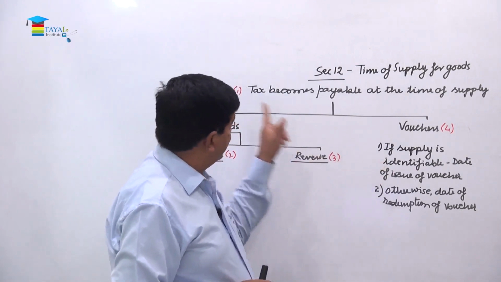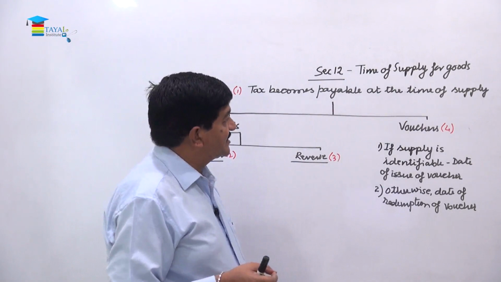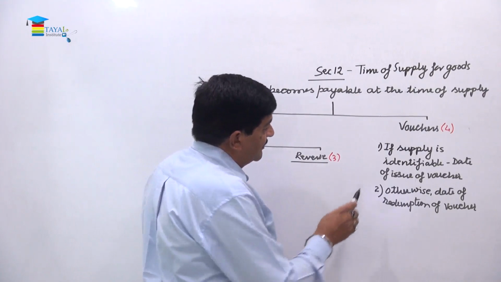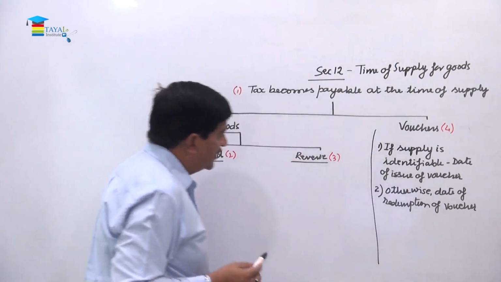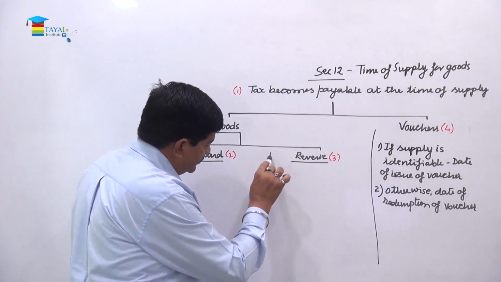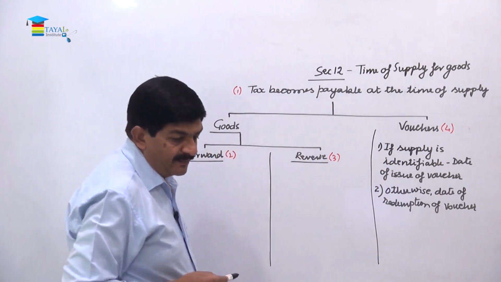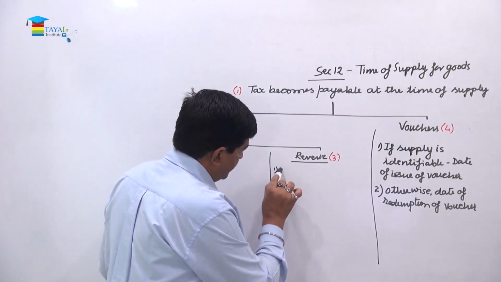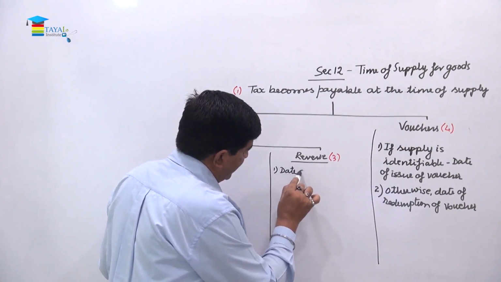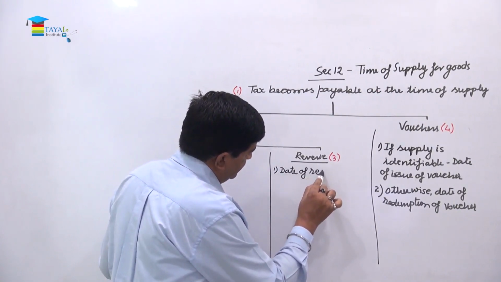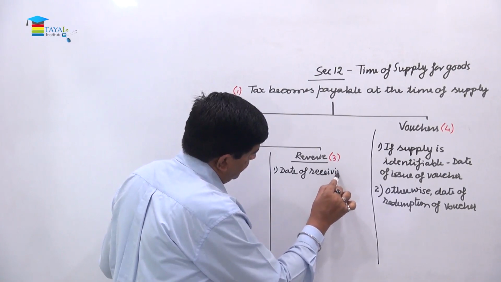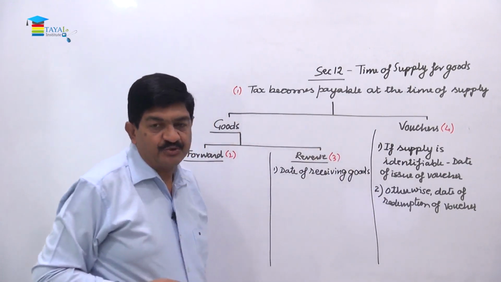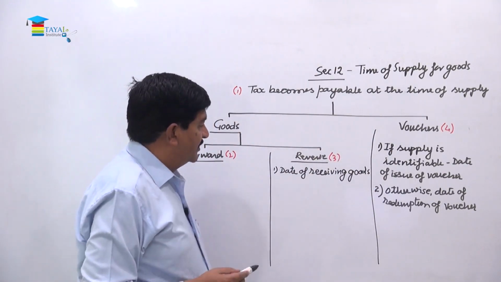And what is the meaning of time of supply? That is written in subsection 1. The tax becomes payable at the time of supply. Right? So this is about the vouchers. Now, if it is a reverse charge, what is the time of supply? In relation to that, we can say, number 1, date of receiving goods, the date on which goods are actually received, right?